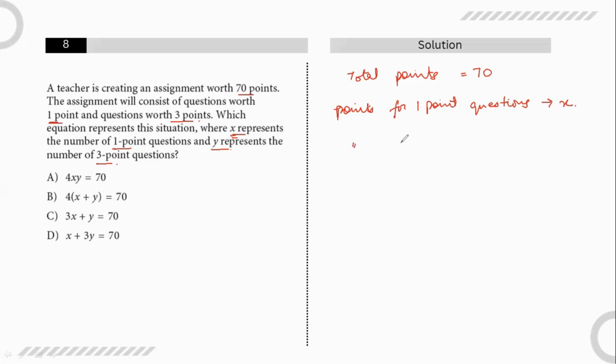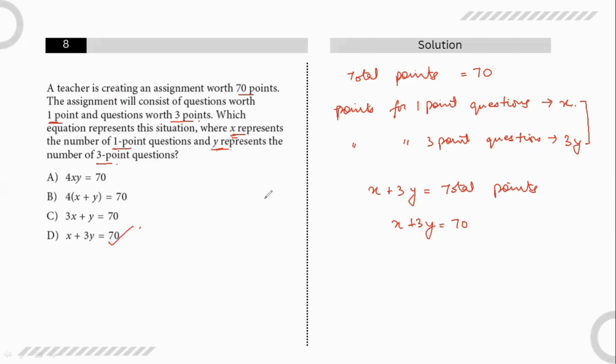Similarly, what will be the points for the 3 point questions? How many 3 point questions are there? There are y questions, each of 3 points. So the total points for y questions will be 3y. That means the sum of these two, x plus 3y, is nothing else but the total points. And the total points is given as 70. That means x plus 3y is equal to 70. That's the correct one. Option D is the correct answer here.